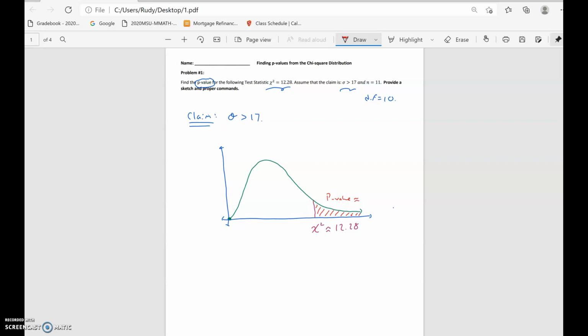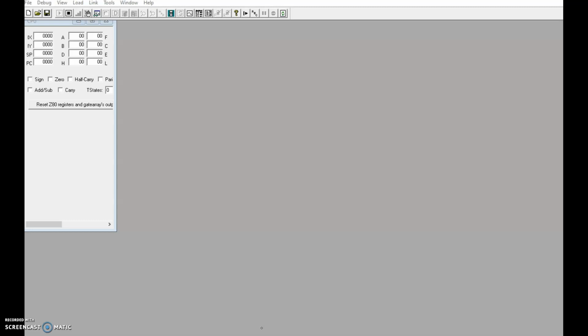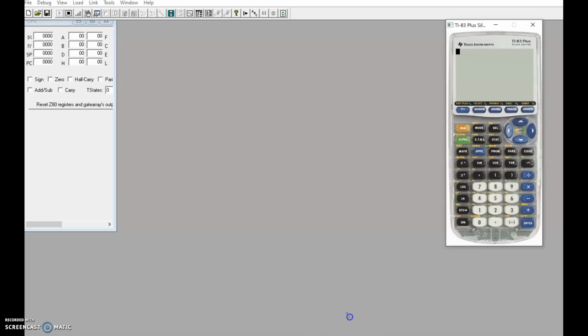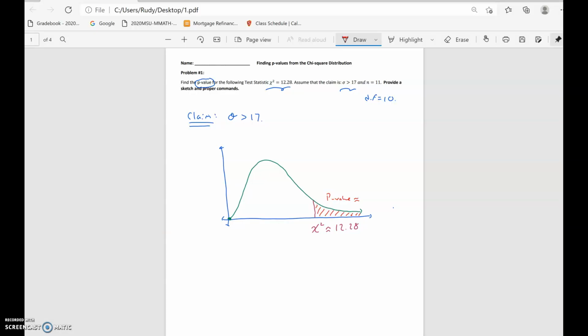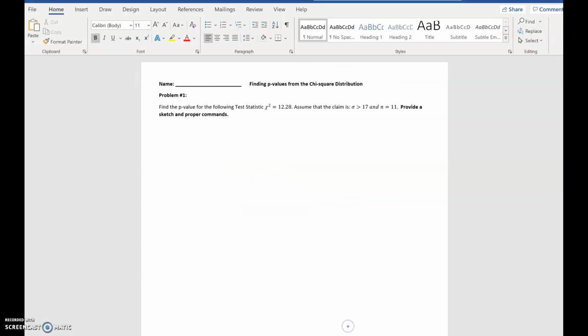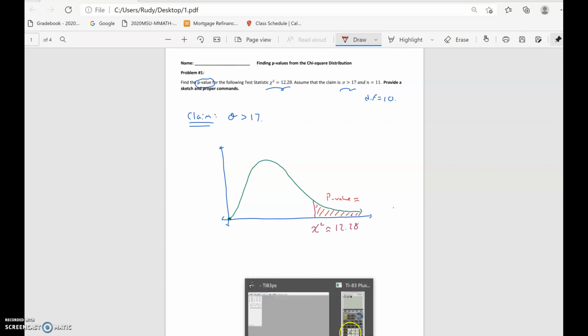Now, your main tool is going to be the calculator. So let me pull out the calculator. And this is the command. You're going to go to second and distribution. Then you're going to activate the chi-square CDF. And let me put in the calculator on top.